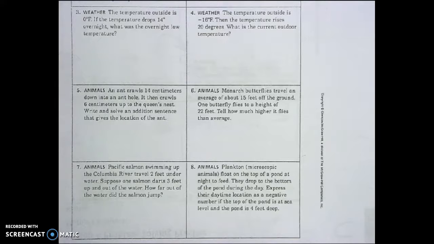The temperature outside is 0 degrees. If the temperature drops 14 overnight, what is the overnight low temperature? So it starts at 0. Then it drops 14, which is negative. My signs are different, so I subtract. 14 minus 0 is 14. Keep the sign of the bigger number. It is -14 degrees Fahrenheit. Make sure you include your units.